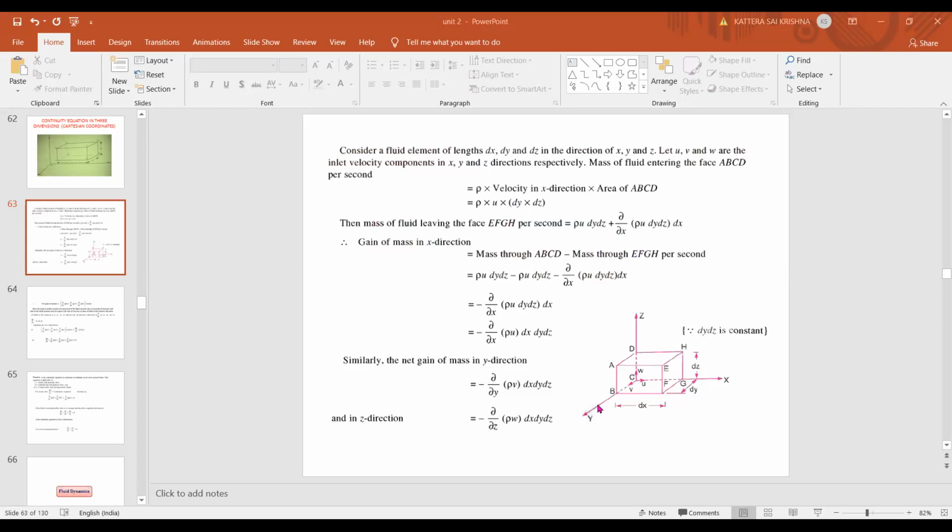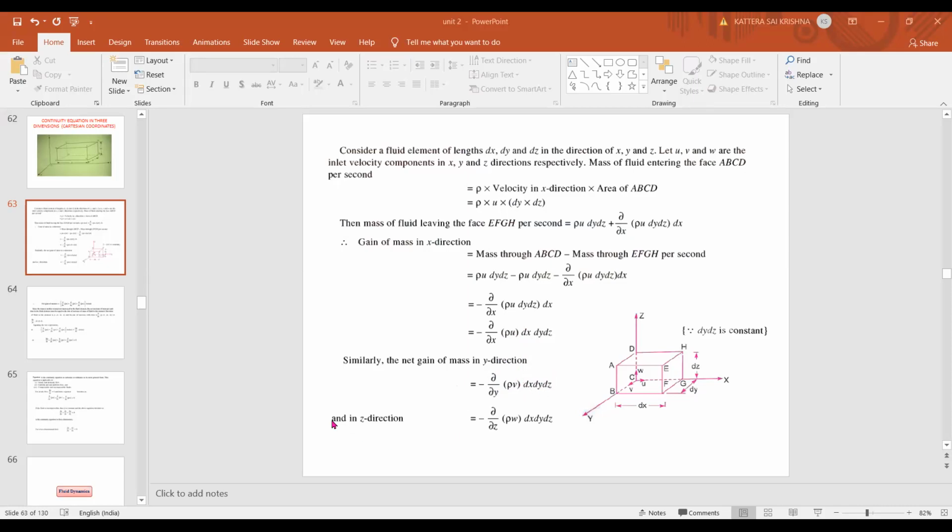See here, with respect to the y direction, A, E, F, B becomes your inlet face. So area becomes dx into dz. So that term will change. So similarly, the net gain of mass in y direction, you can change from this one. Minus of dou by dou x, instead of x, you'll get y. Rho will be the same, density will be constant. Instead of the velocity in x direction, u, we'll take v here. And dx dy dz will always be the volume, the same.